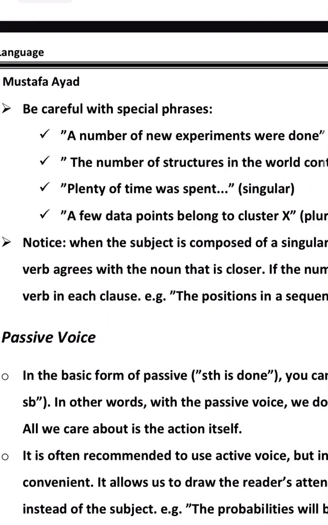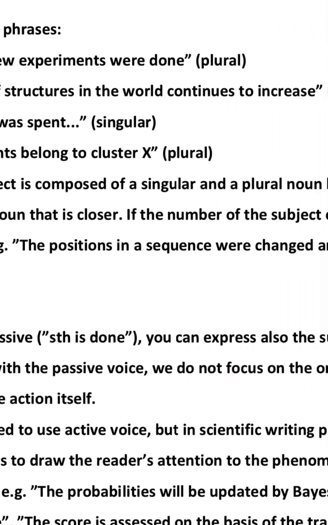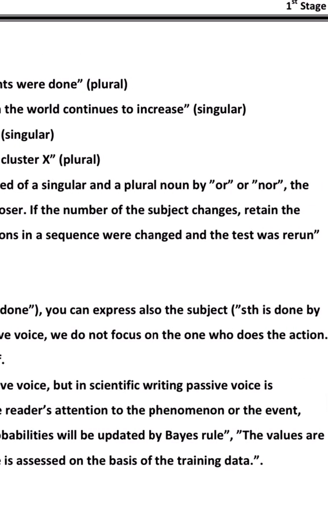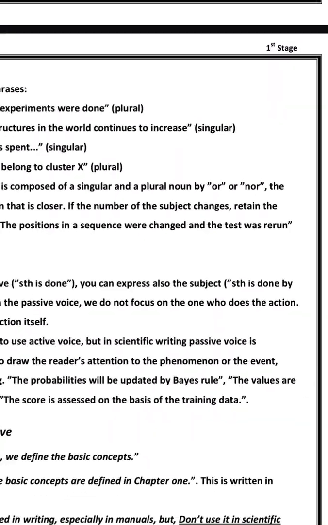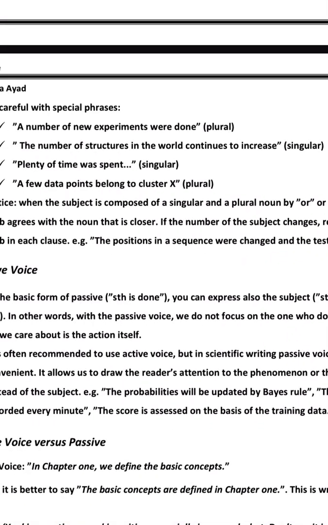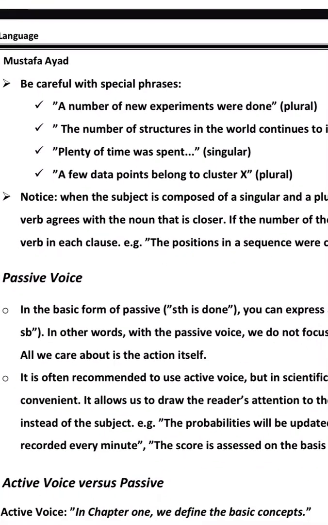زين. ملاحظة: When the subject is composed of a singular and a plural noun، يعني الفاعل مكون من جزء مفرد وجزء جمع باستخدام or و nor، مثلا something or something else، يعني شيء أو شيء آخر. The verb agrees with the noun that is closer، يعني الفعل يتبع الفاعل الأقرب. Okay.